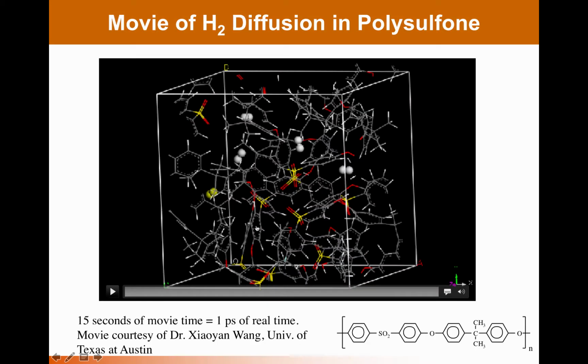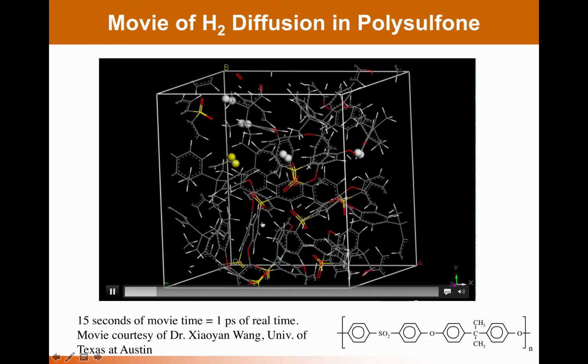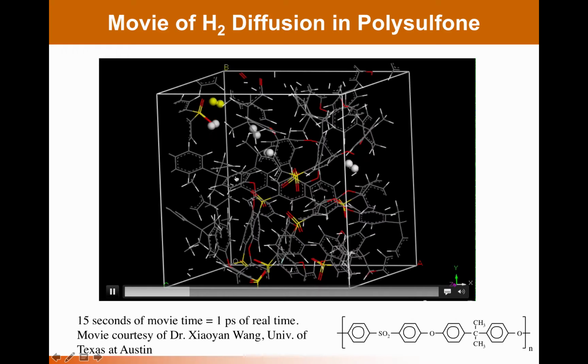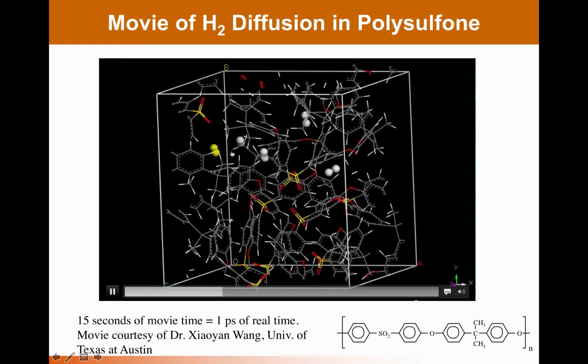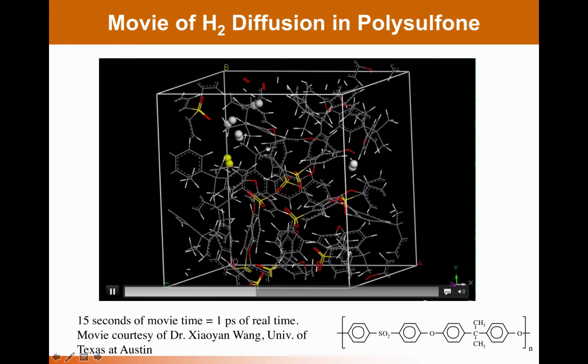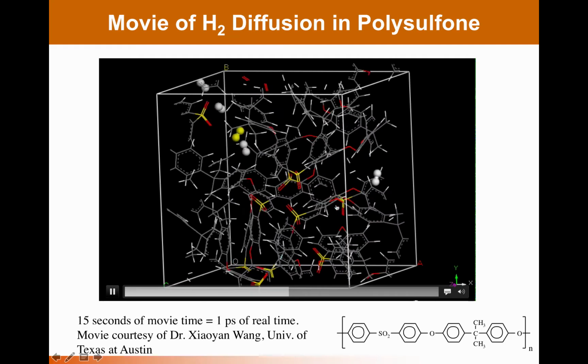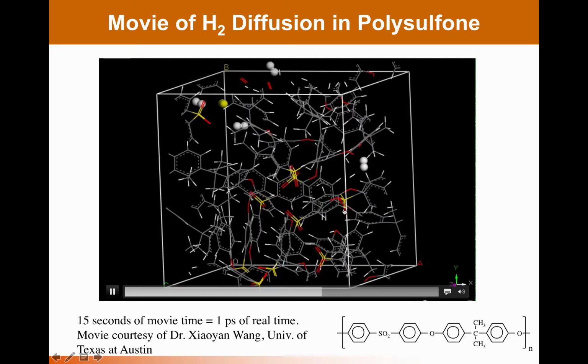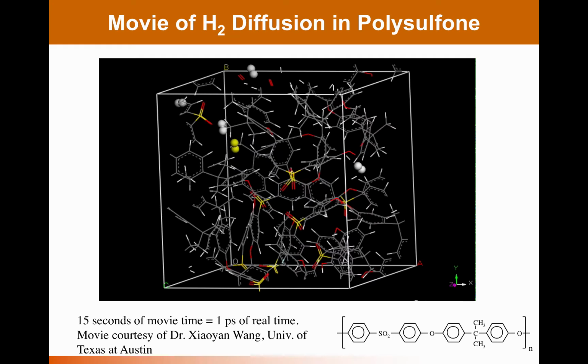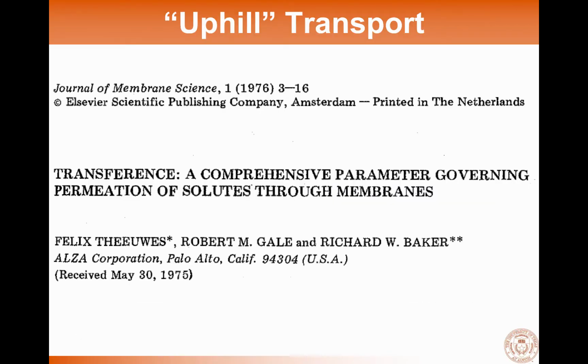This is showing a molecular dynamics simulation of hydrogen diffusion through polysulfone, and even at room temperature the polymer chain segments can move in a very restricted fashion, but they do move just due to the thermal energy associated with them. The hydrogen also has thermal energy, and it's basically diffusing through the gaps created by the segmental motions of the polymer chain. So that's another example of random diffusion.